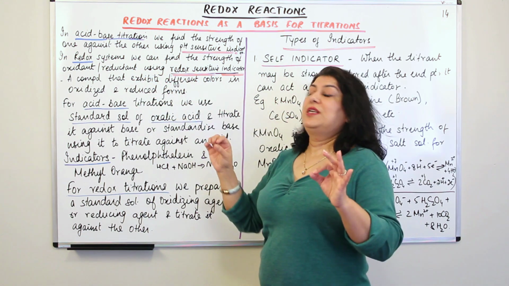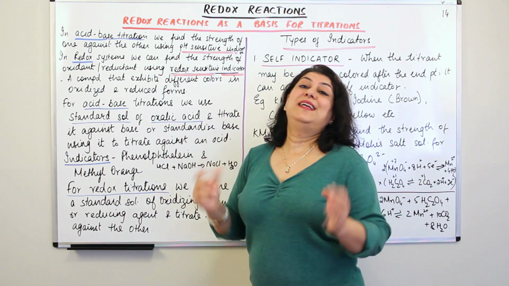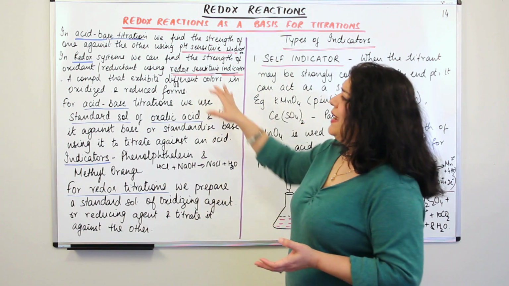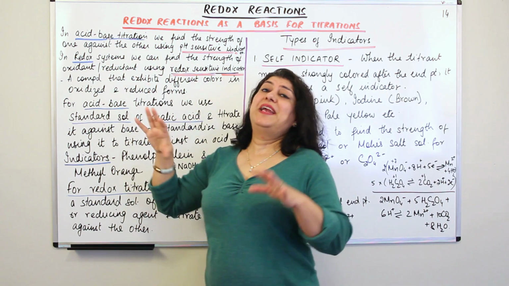And in redox systems, we can find the strength of the oxidant or the reductant using a redox-sensitive indicator. So it is nothing but the same process, only the reactions are different.